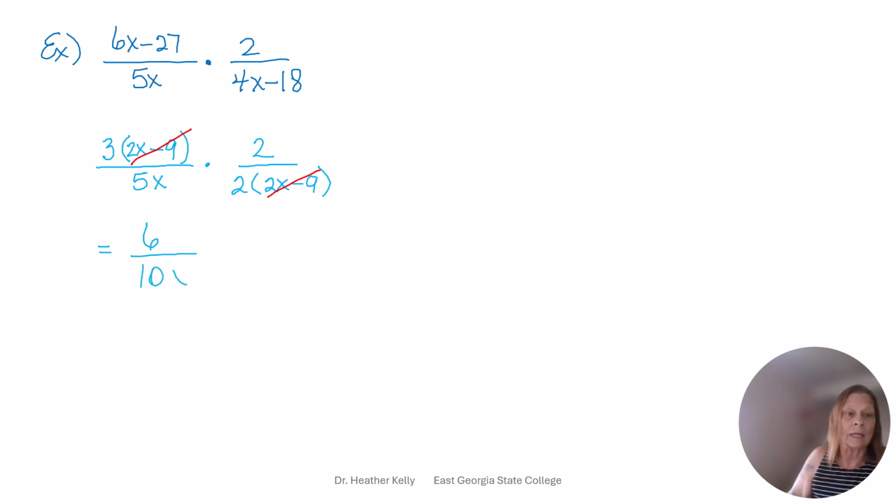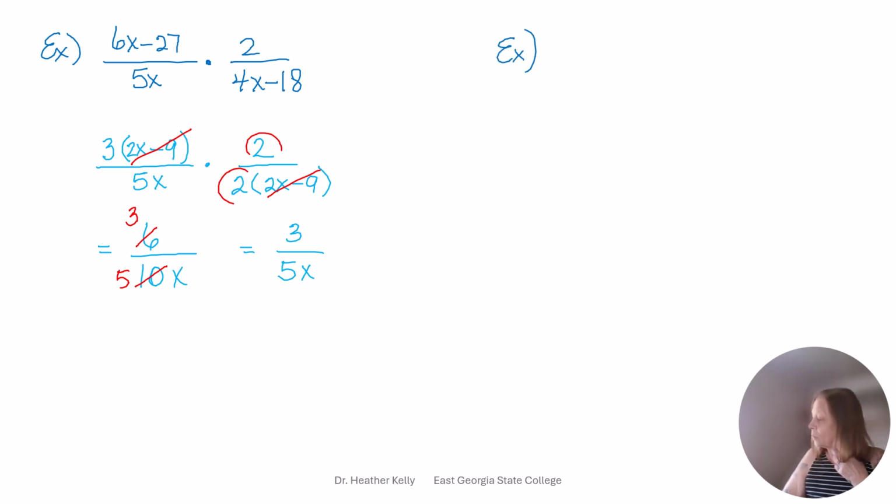Ooh, I missed that factor of 2 right there. Could have caught that, but I didn't, so that's okay. I can catch it right here. What goes into 6 and 10 is 2, 3, and 5. So our final simplified answer is 3 over 5x. Let's take a look at another one here.